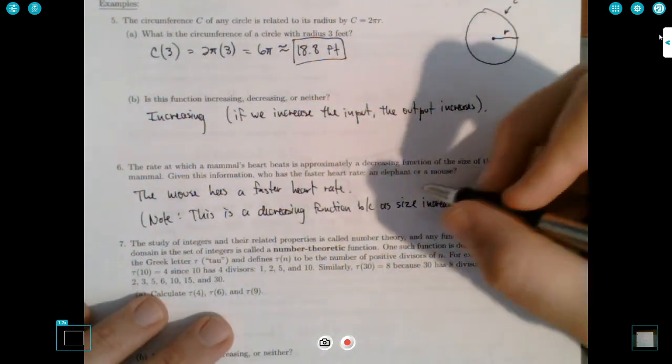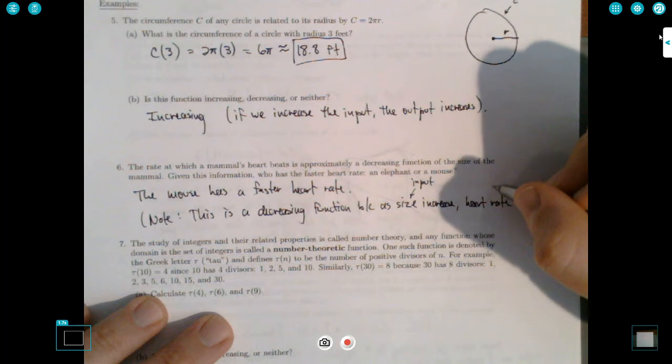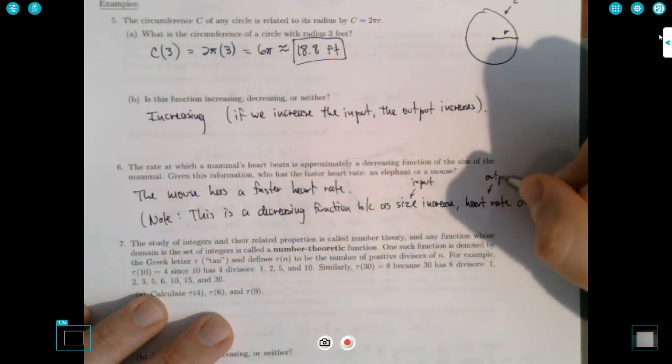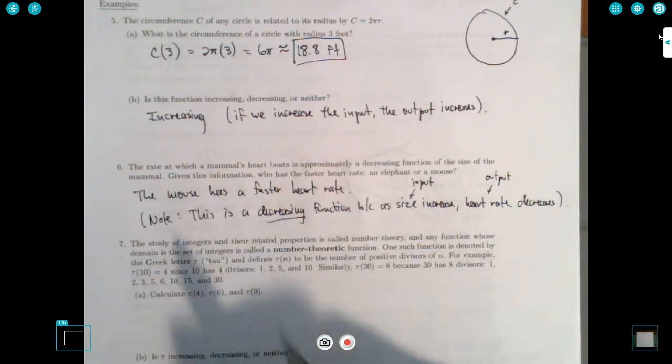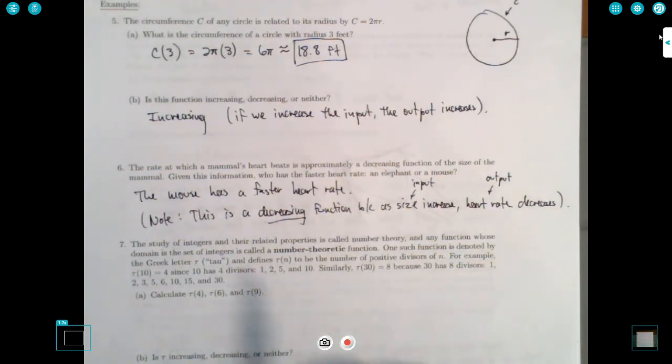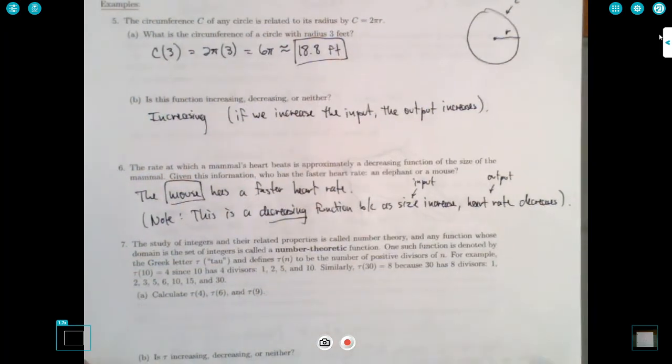Right? So as your size increases, that's your input, the heart rate, which is your output, decreases. So as your input increases, your output decreases. That means that the function is a decreasing function. Anyway, the answer to the question we were asked is the mouse. The mouse has a faster heart rate.